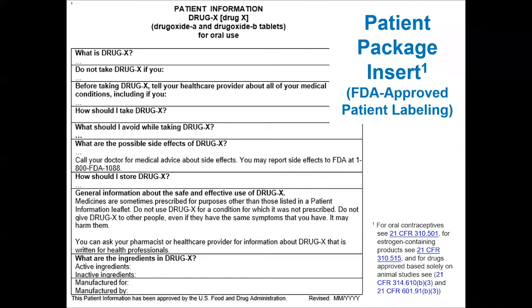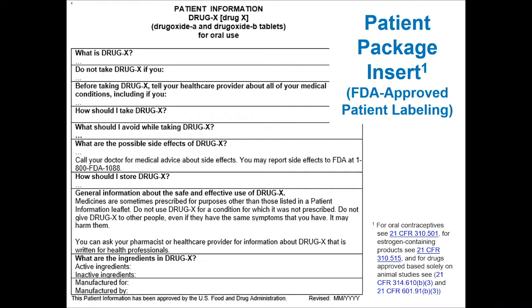The next slide, as I stated earlier, is a patient package insert. It's also known at the top as patient information. It's very similar to the medication guide. In this situation, it's required for only three situations. These are estrogen-containing products, oral contraceptives, and drugs that are approved for a condition only based on animal studies. And we have about 10 of those approved in the United States.